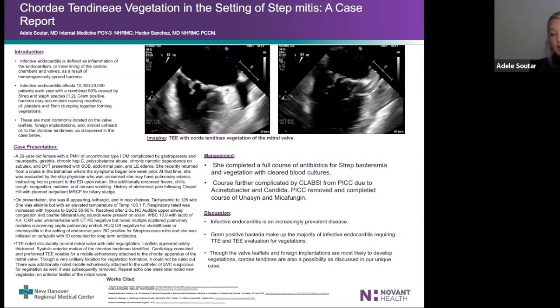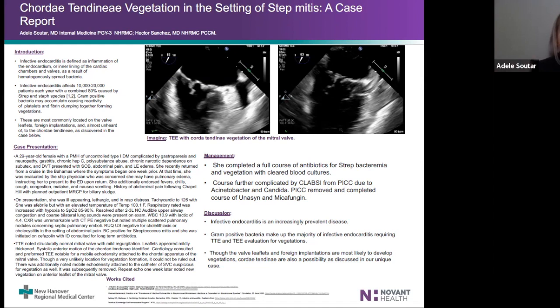So they ended up doing a TEE, a transesophageal echo, and they found a very evident mobile echo density attached to the chordae tendineae of the mitral valve that they had suspected on the transthoracic echo. It was very likely to be a vegetation, but their only hesitance was that this was an unusual location for a vegetation compared to being on the actual valve itself or any other foreign implants, which she did not have. So with that, they couldn't rule it out.